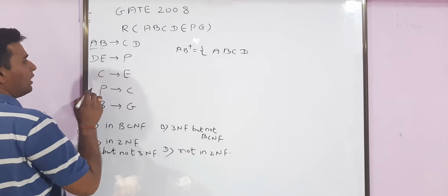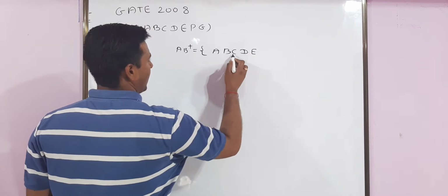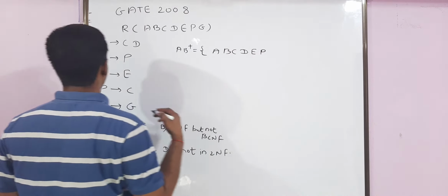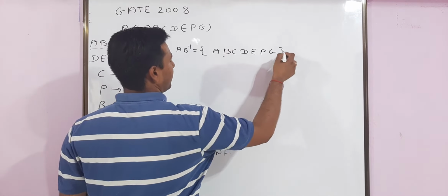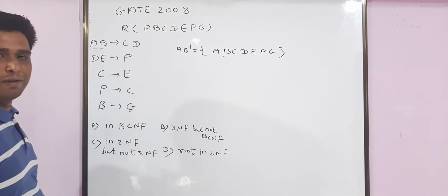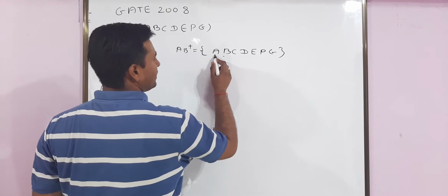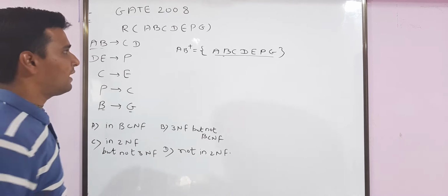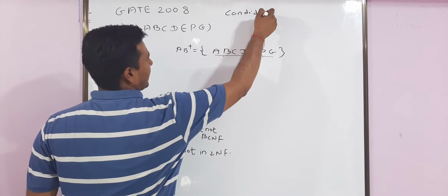Again, understand C determines E, so I can write here E. And DE determines P, so I can write here P. Again, B determines G, so I can write G in this AB closure. If you find AB closure, then AB closure determines all the attributes of relation A, B, C, D, E, P, G. That's why we can say that AB is a candidate key, or it can be a primary key.